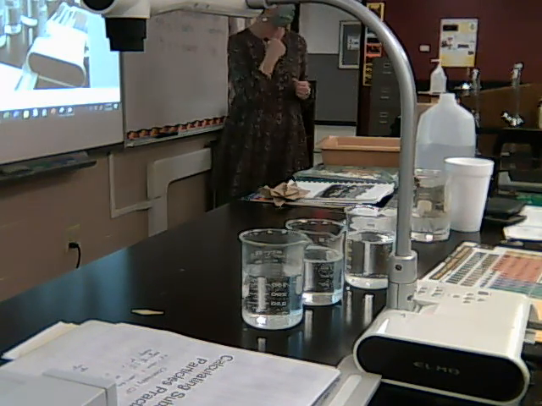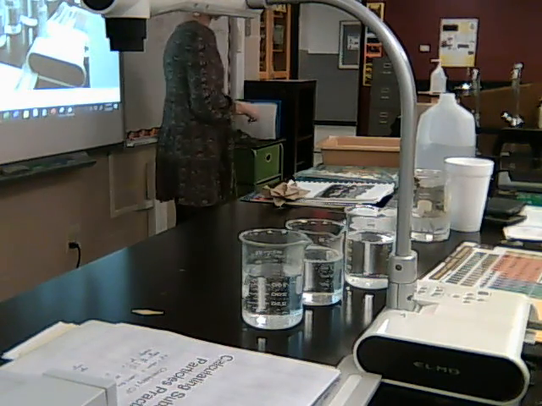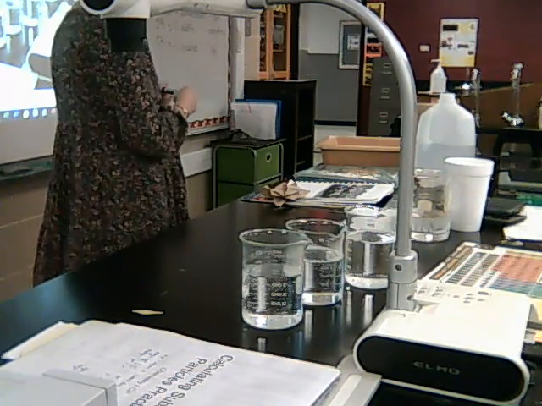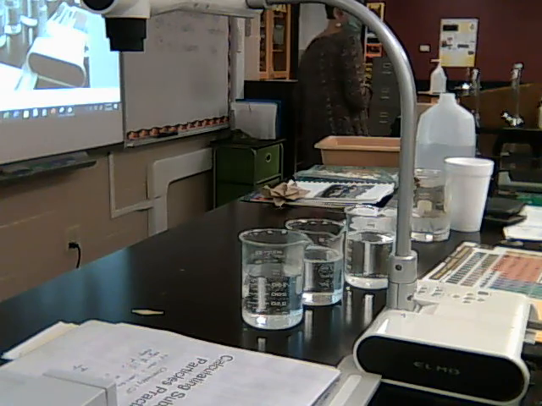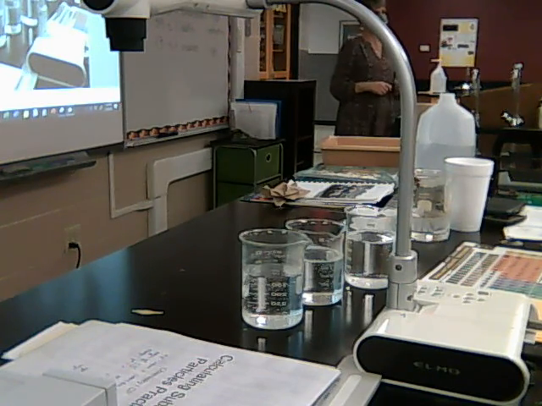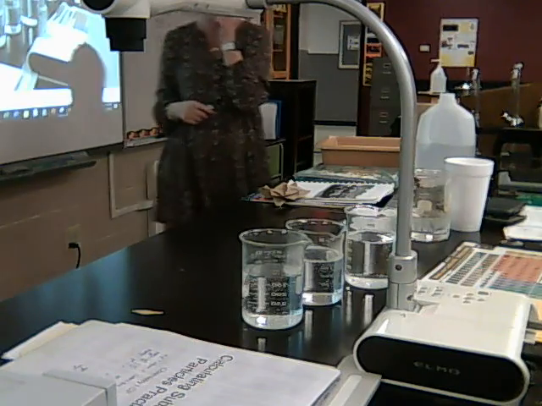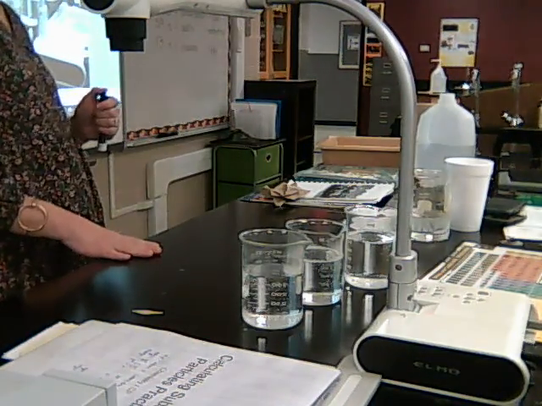Because I wanted to know how surface area affects the reaction. The only thing I should have changed was the surface area, nothing else. Okay? Nothing else should have changed. Any questions about that? So what was my dependent variable here? Remember, your dependent variable is what you're measuring. What was I measuring?